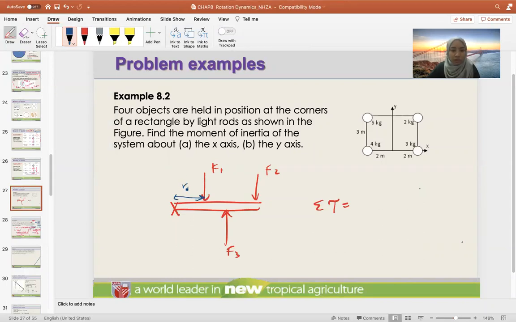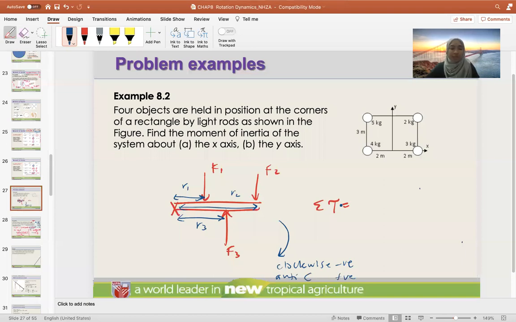So this is your R1. And for your F2, your R is this one. That's your R2. And this one is your R3. So now you have 3 theta, right? You also need to know what is the direction. And I told you if it's going clockwise, it is negative. And if it's going anti-clockwise, it is positive.